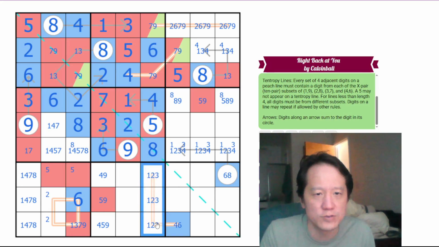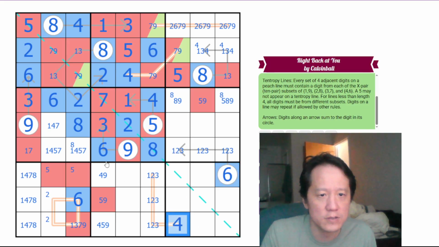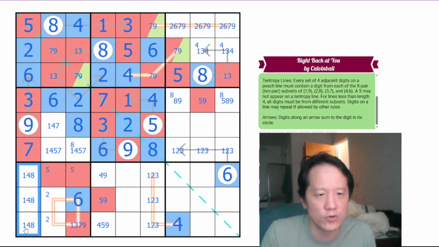This is a 1, 2, 3 triplet. 8 cannot be here. 2 has to be on this line, so this has to be 1, 2, and 3. Therefore, this is 6, which forces this to be 4. This can't be 1, so this is 7, which means this can't be 7. So it's 1, 4, 8 here. This can't be 1 or 7. That's a 4, 5 pair.